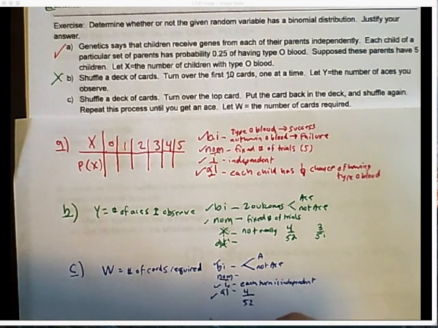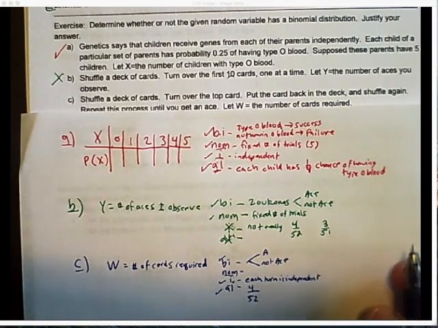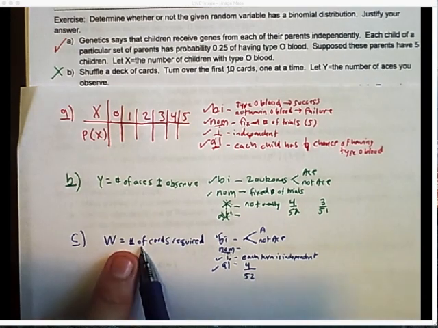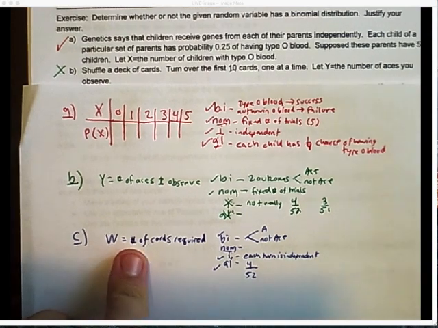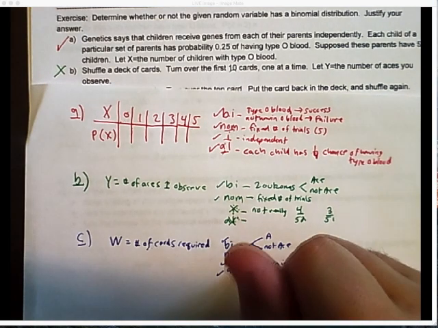Okay, this is the hard one to think about. Is there a fixed number of trials? Well, not really, because here I'm not drawing just 10 cards. The number of cards required, I mean, I could do this a million times. I could shuffle a deck, draw the top card, not get an ace. It could take me a long, long time. There's no fixed number of trials.